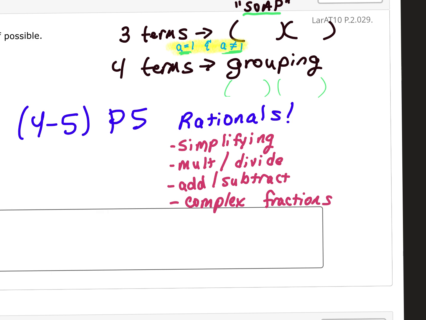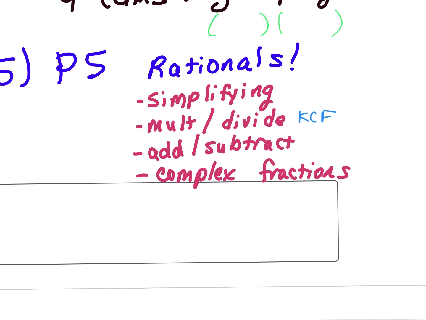Multiplication and division, where you factor. What do we have to remember with division? You got to keep, change, flip. Good. If we forget to do that, we'll get the answer wrong. What about adding and subtracting? How do you add and subtract?